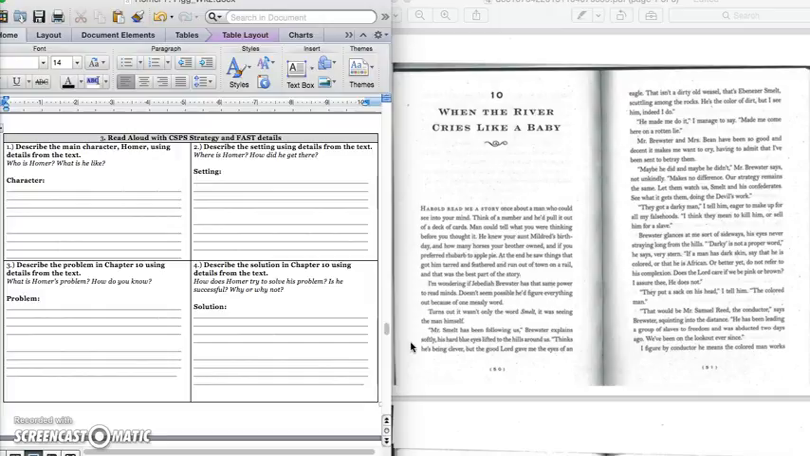He made me do it, I managed to say. Made me come out here on a rotten lie. Mr. Brewster and Mrs. Bean have been so good and decent it makes me want to cry, having to admit that I've been sent to betray them. Maybe he did and maybe he didn't, Mr. Brewster says, not unkindly. Makes no difference. Our strategy remains the same. Let them watch us, Smelt and his Confederates, see what it gets them doing the devil's work.